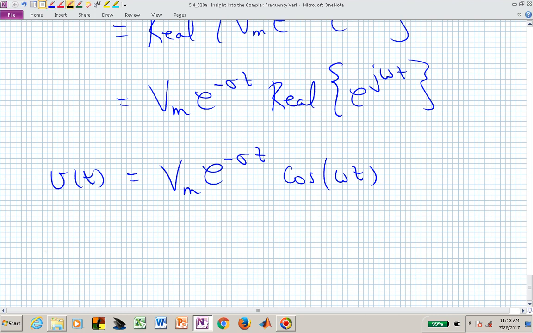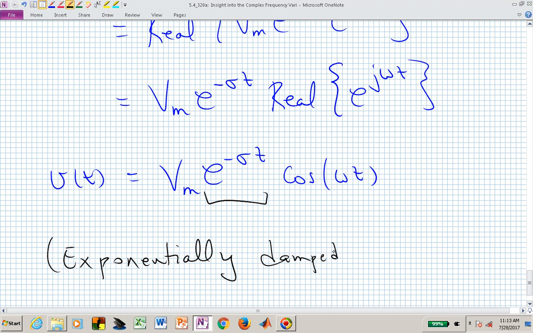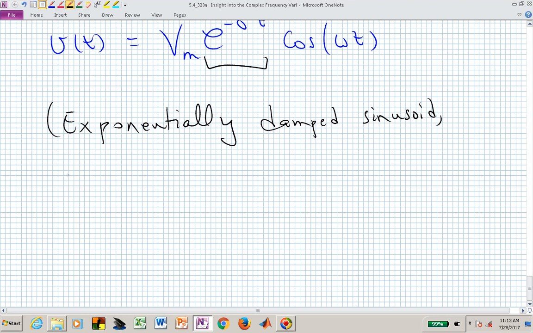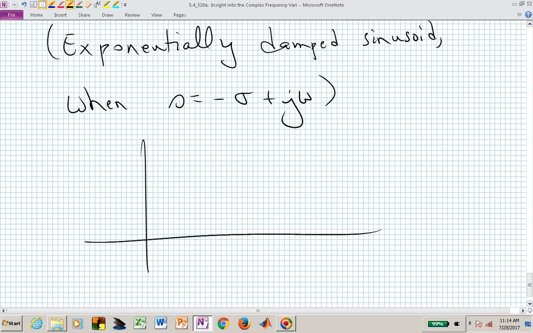exponentially damped, there's the exponential damping, and the cosine of omega t gives us the sinusoidal part when s is equal to minus sigma plus j omega. In the time domain, then, we have some waveform that looks something like that. Here is time. Here is v of t.